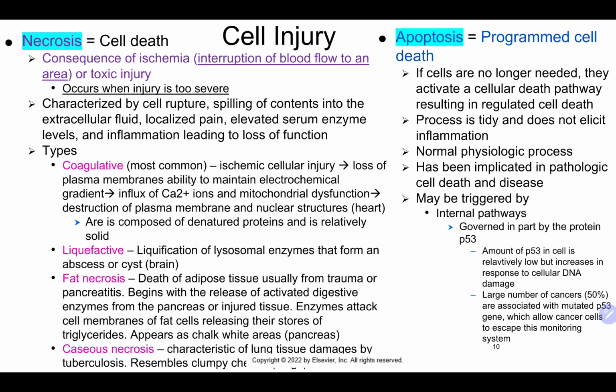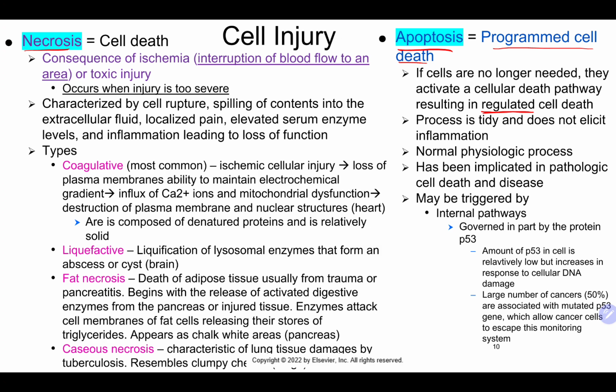When we look at cell injury, we have necrosis and we have apoptosis. Let me talk about apoptosis first, because apoptosis is a normal physiological process. Apoptosis is programmed cell death. If the cell is no longer needed, it's going to activate basically a self-destruct pathway resulting in its regulated, underline that, regulated cell death. Now, with apoptosis, we have different pathways, extrinsic or intrinsic pathways.